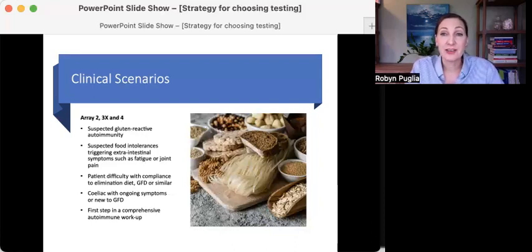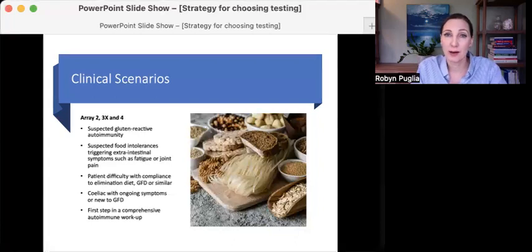I would definitely be considering these panels 2, 3X, and 4 in somebody who is newly diagnosed with celiac disease, or somebody who has celiac disease but has ongoing symptoms after they've strictly stuck to the gluten-free diet, or a celiac who is struggling to stay on the gluten-free diet, especially in the early days of their diagnosis, and as a first step in a comprehensive autoimmune workup.